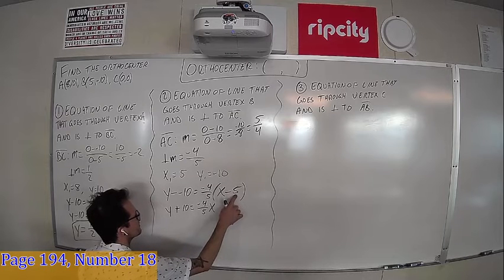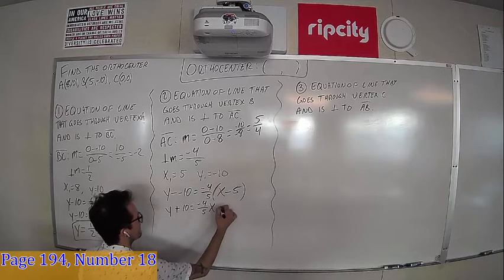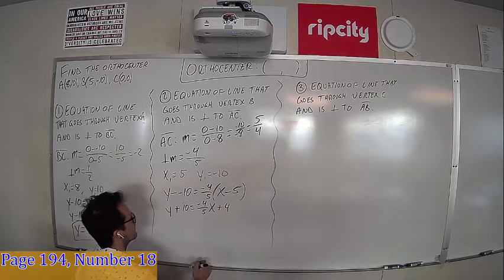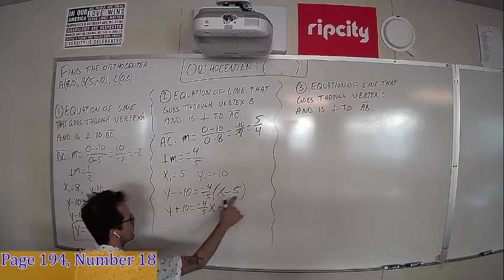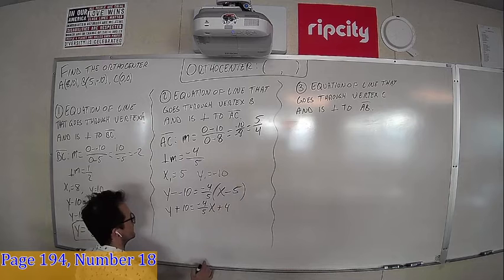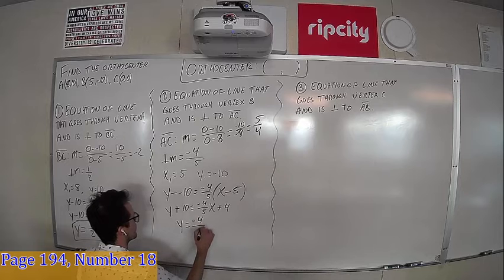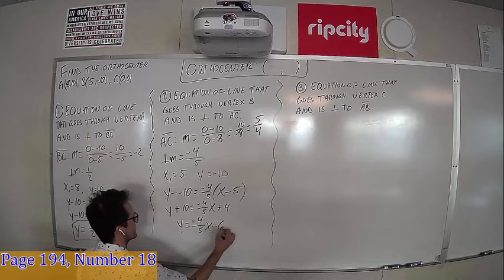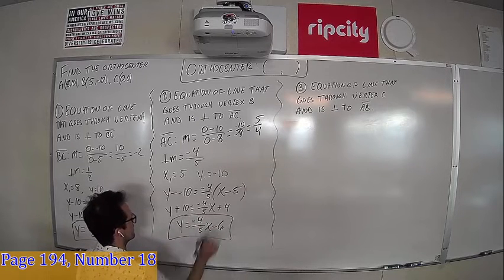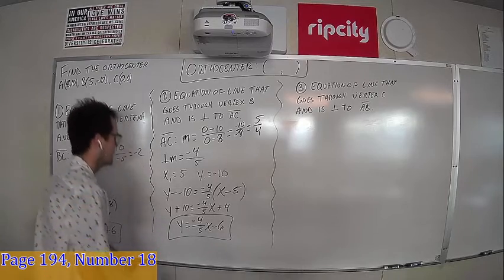20 over 5. This is going to end up being 4. Oh, that makes sense, because we have 5 in the denominator, 5 in the numerator, so it's going to be x plus 4. Cool. Let's subtract 10 from both sides. Y equals negative 4 fifths x minus 6. 2 equations down, 1 to go.